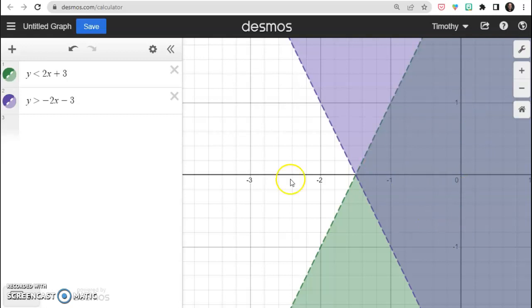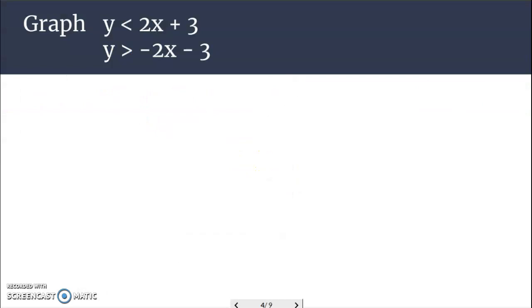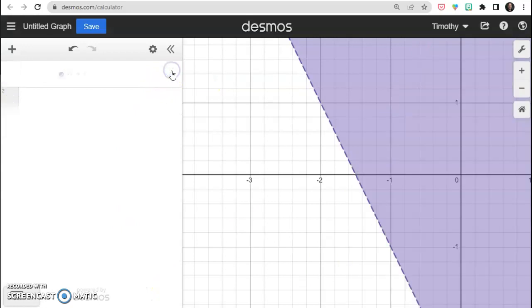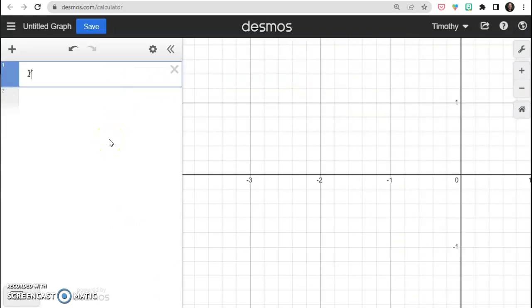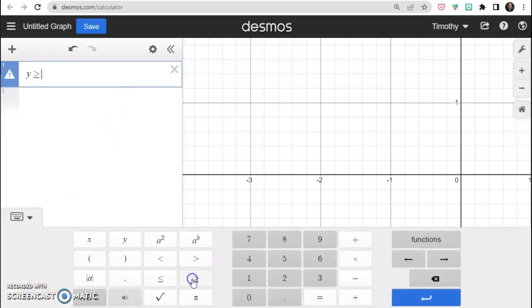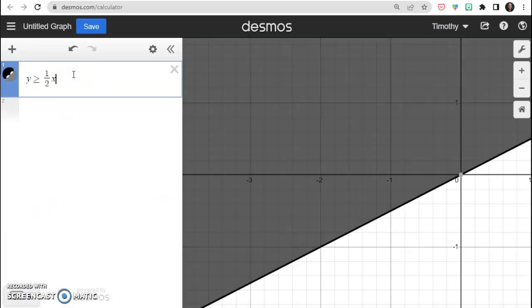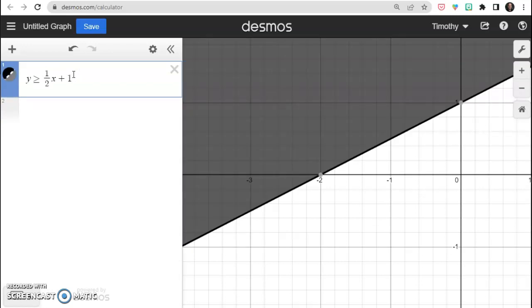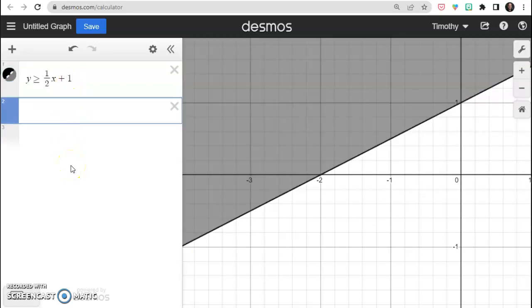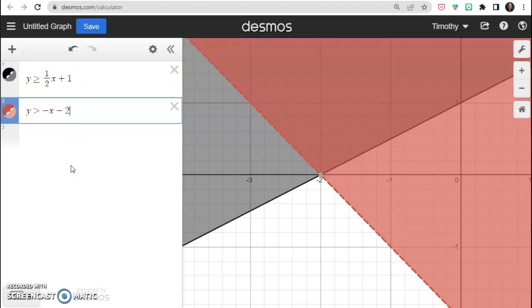All right, let's look at another system here. This time y greater than or equal to 1/2 x plus 1, y greater than negative x minus 2. Let's see how that looks on Desmos. I'll delete the previous 2. All right, y, and I'm going to bring up the keyboard here to get the greater than or equal to symbol. And then I'm going to do 1/2 x plus 1. So there's the first inequality. Here's the second one, y greater than negative x minus 2.